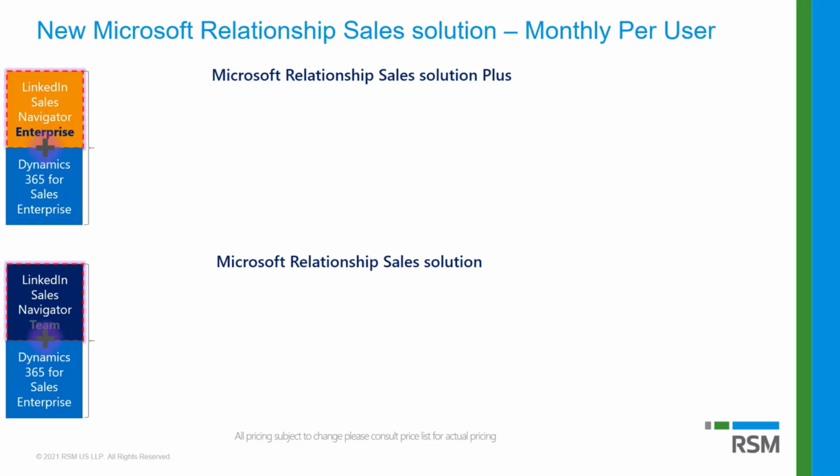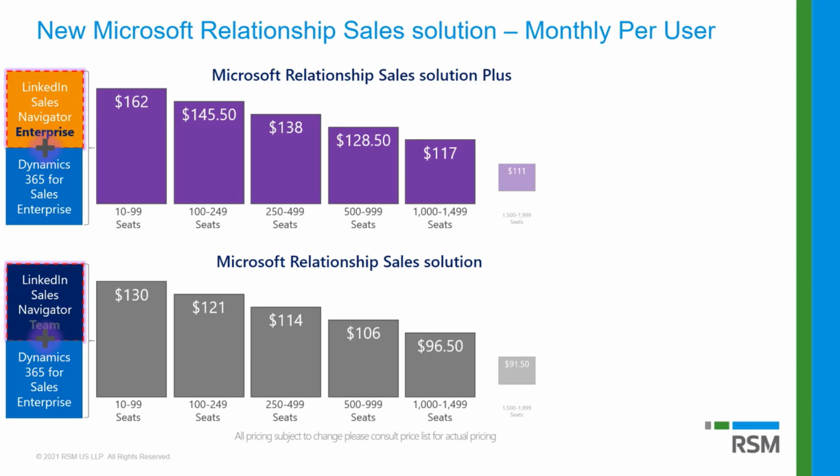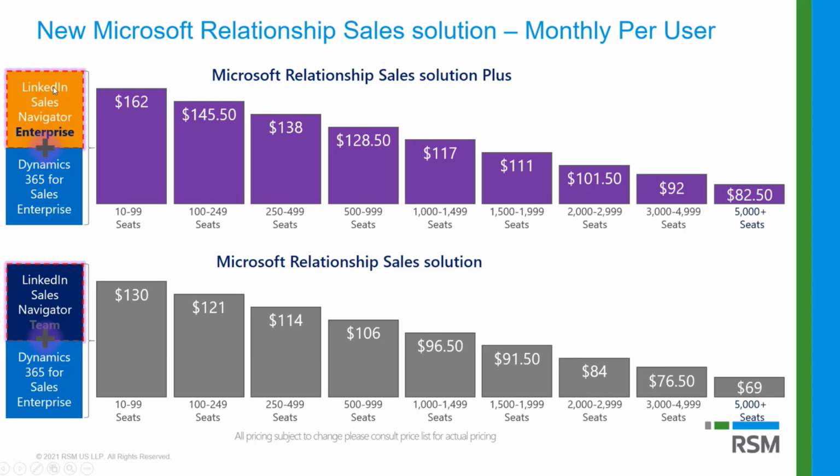So now let's take a look at some of the pricing. This is Microsoft Relationship Sales pricing. Keep in mind, this is what I was talking about earlier. You can see here LinkedIn Sales Navigator Enterprise with Dynamics 365 for Sales Enterprise, or LinkedIn Sales Navigator Team with Dynamics 365. So this is what that pricing looks like. In order to purchase Microsoft Relationship Sales, your organization needs to have a Microsoft Enterprise agreement in place. And also keep in mind, there is a 10-seat minimum, so you cannot buy any less than 10 seats.